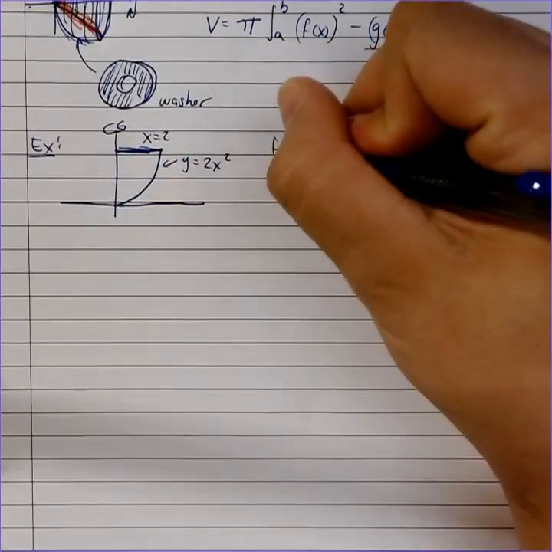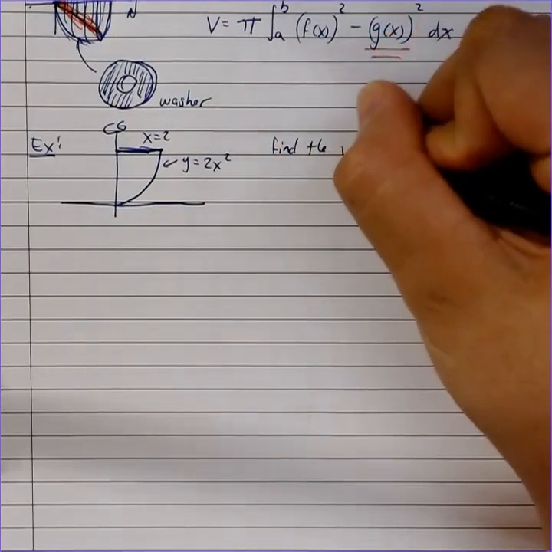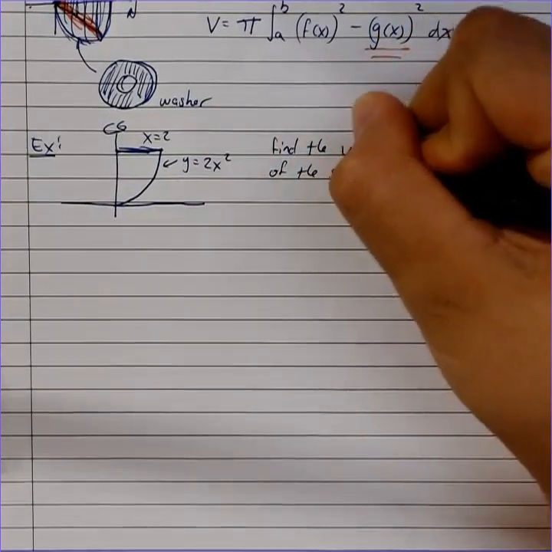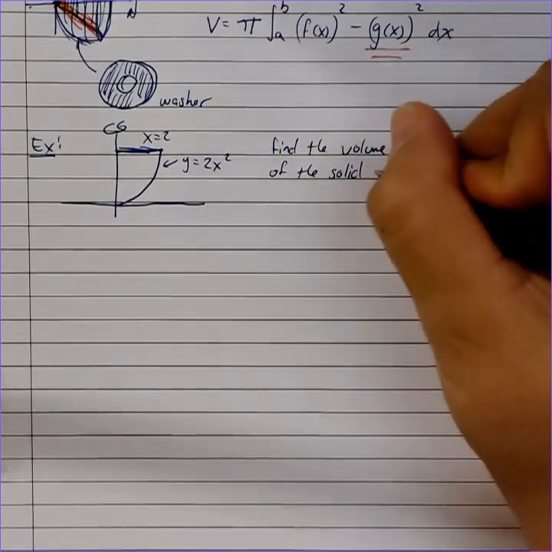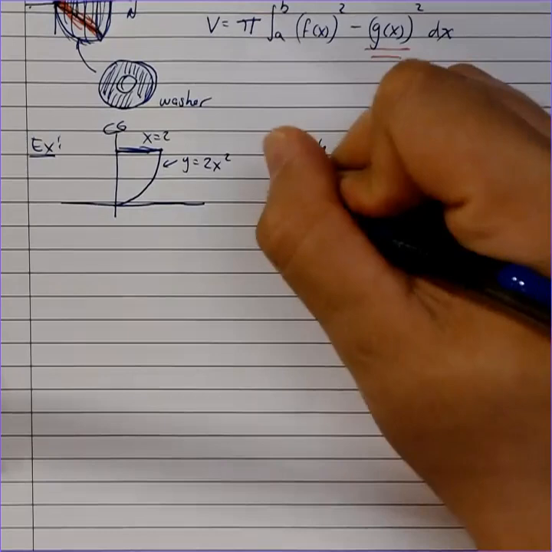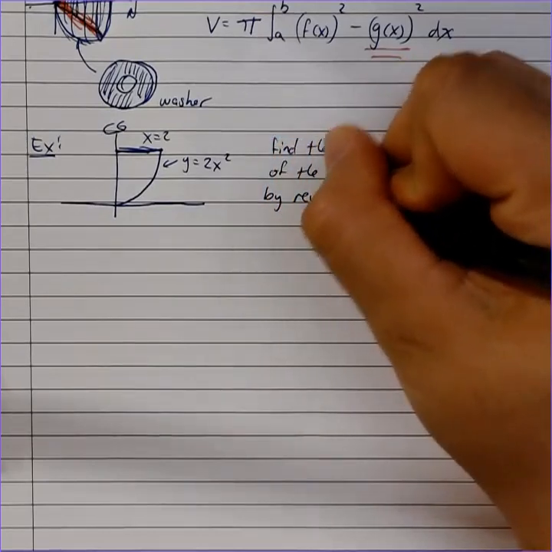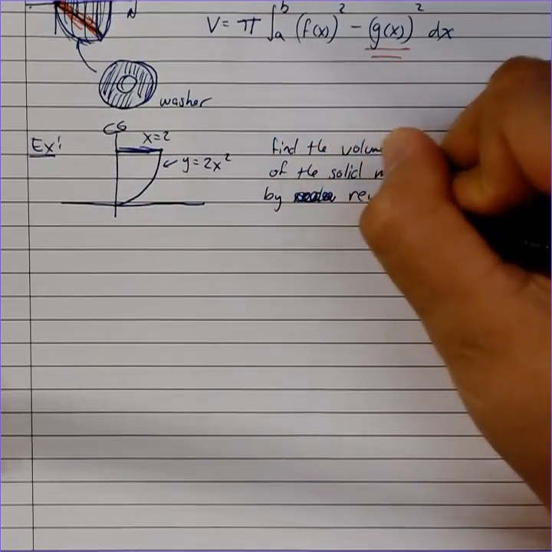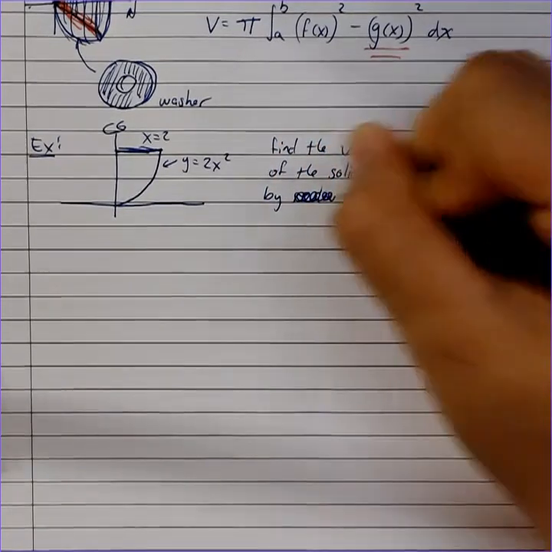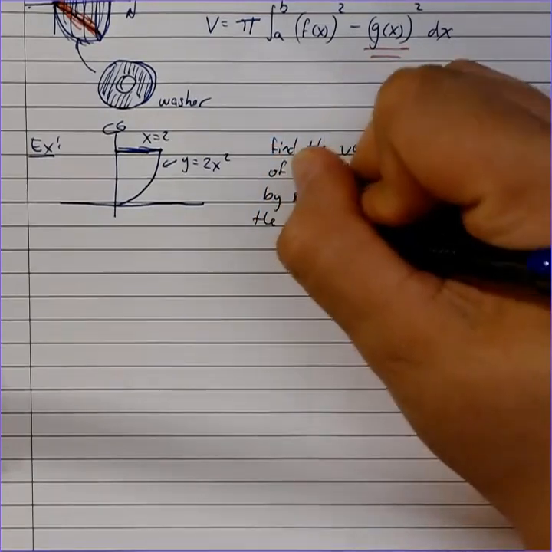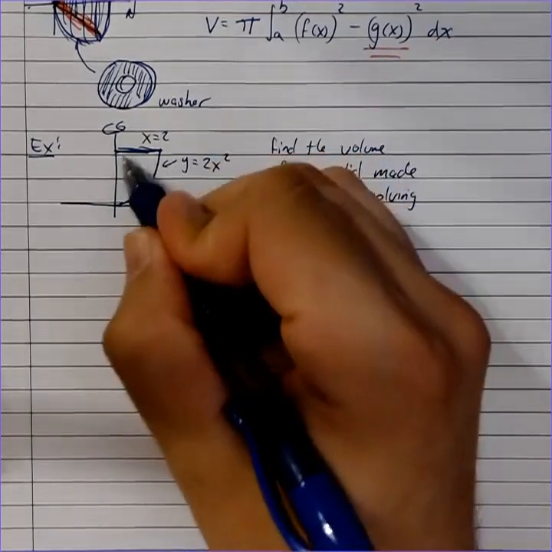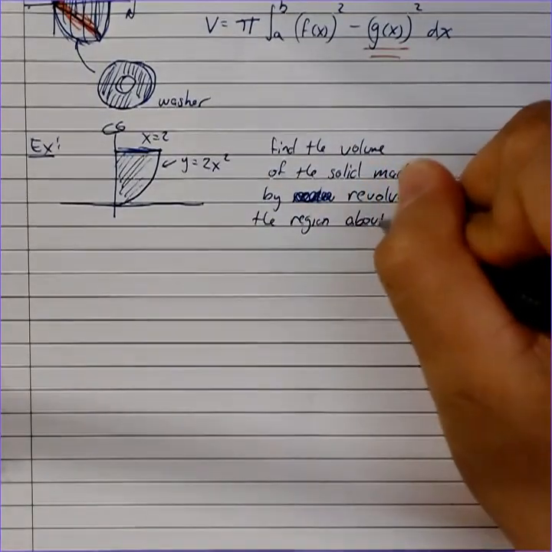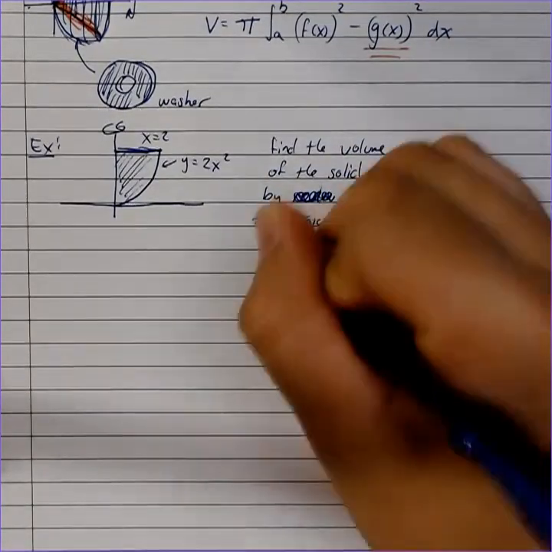So find the volume of the solid made by revolving the region, and here it's that region there, about the y-axis.